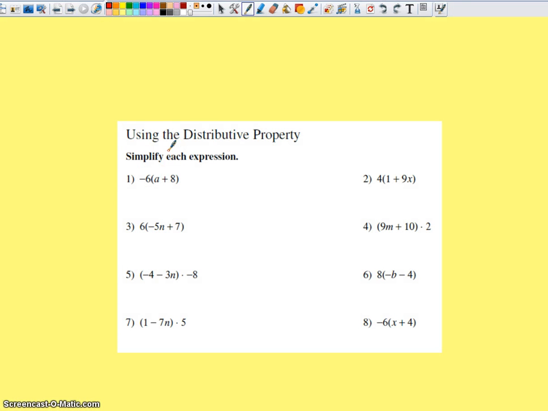So these probably aren't on your notes, so turn your notes over to the back. We're going to work just a few of them. Negative 6 times a plus 8. You're going to distribute your 6. Negative 6a. Negative 6 times 8 is minus 48. Got to watch your signs there.